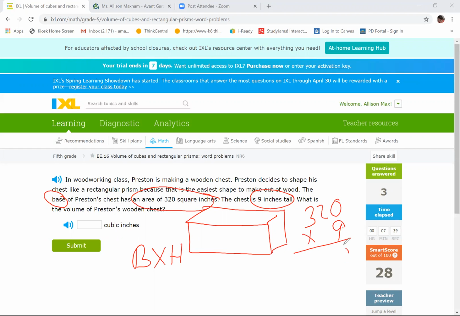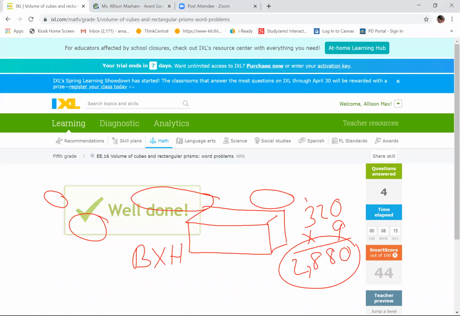9 times 0 is 0. 9 times 2, we've got 18. I'm going to regroup. And 9 times 3, what's the answer? 27. Yes, plus 1 is 28. So my answer is 2,880. Let's make sure I type it in right. 2,880. Now I'm going to double check. 2,880. Okay, looks good. Let's see if I made that same mistake again.